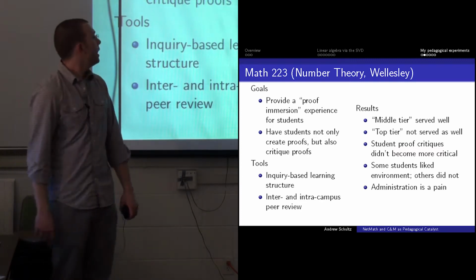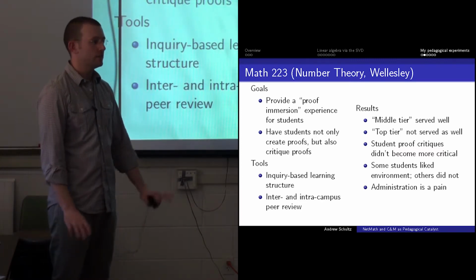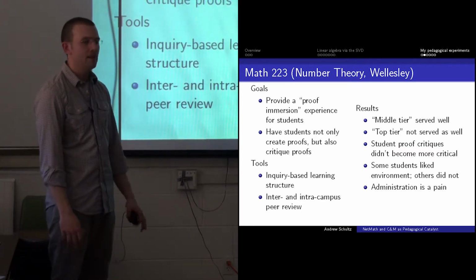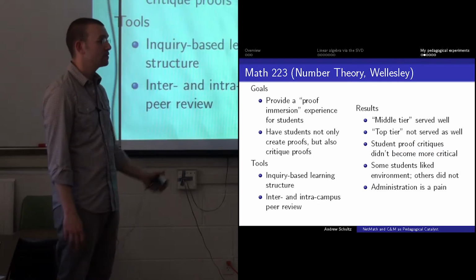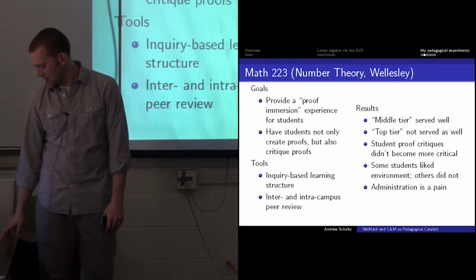What was the result? Middle tier students were served extremely well by this format. People who may not have traditionally succeeded in math class actually did great in this immersion experience.